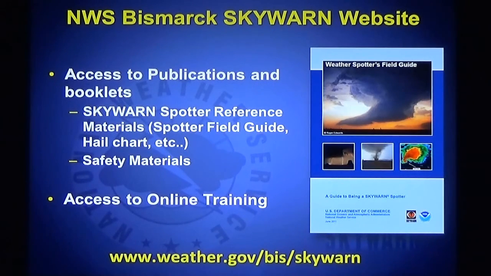The National Weather Service Skywarn website is available off of our main page. The National Weather Service webpage out of Bismarck is weather.gov/BIS, or you can spell Bismarck out. If you follow that URL with the word Skywarn, you'll get to our Skywarn training page, and we have a lot of information available to you there, including the Weather Spotters Field Guide. We also have some hail charts and wind charts there, and a lot of safety material.